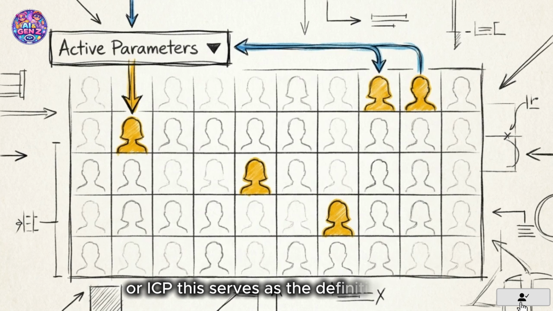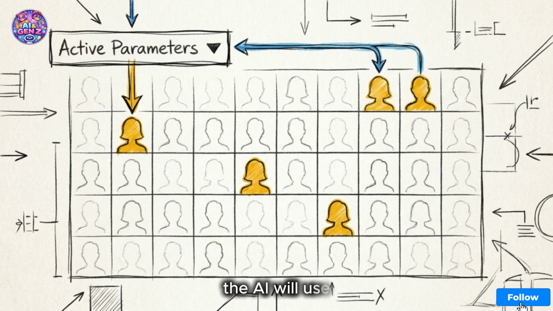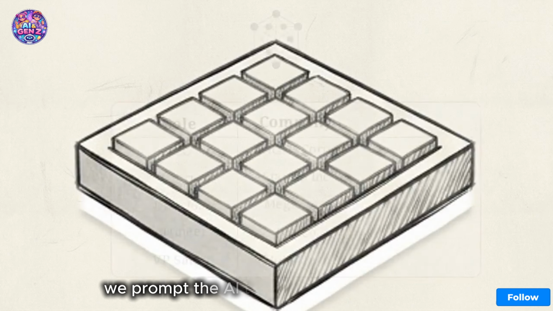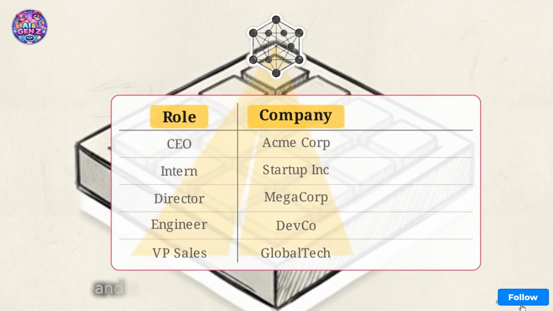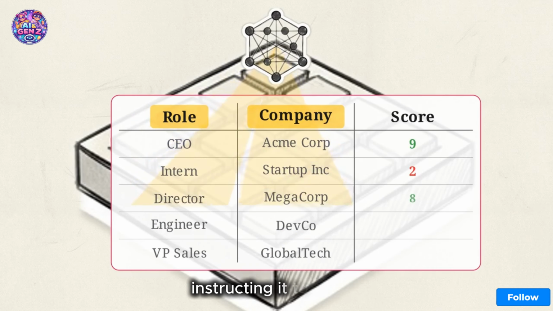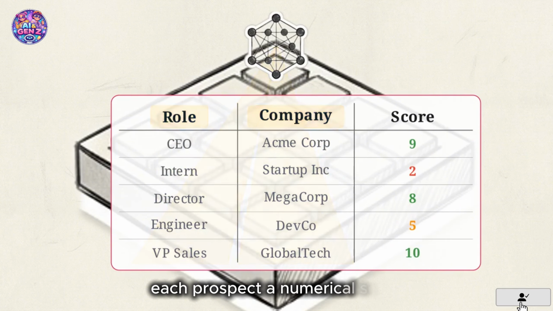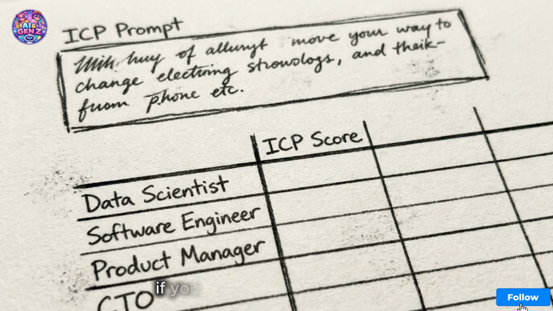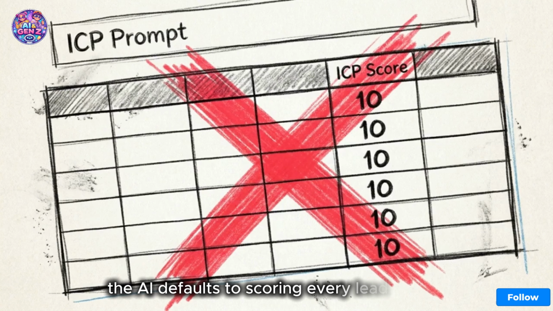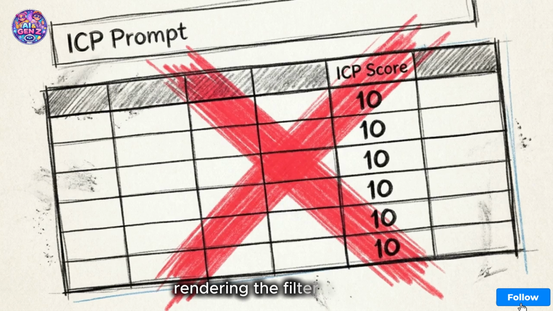This serves as the definitive filter the AI will use to evaluate every lead that enters the system. We prompt the AI to cross-reference the role and company columns against your ICP criteria, instructing it to assign each prospect a numerical score from 1 to 10. Accuracy is key here. If your ICP prompt is too vague, the AI defaults to scoring every lead as a 10, rendering the filter useless.